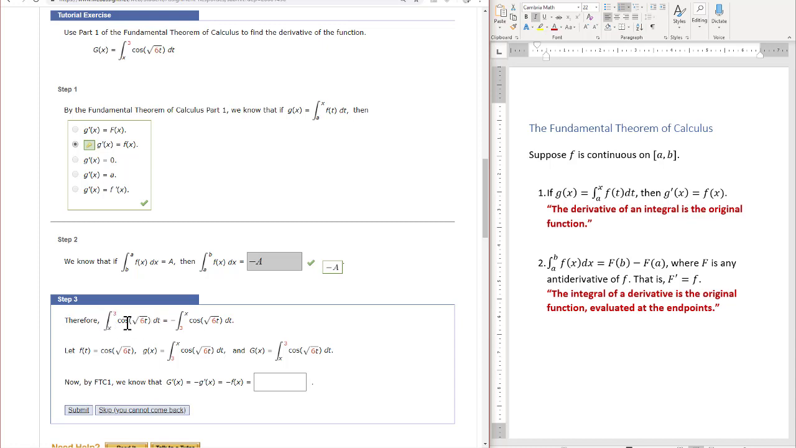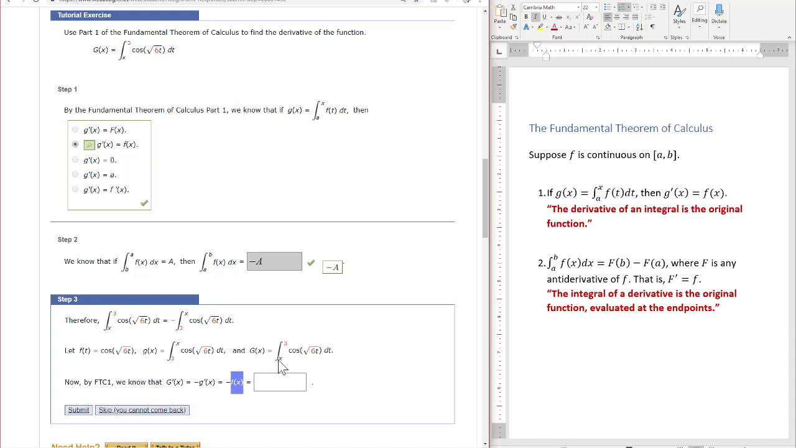So therefore, our original integral, the cosine squared of 6t dt from x to 3, is equal to the integral of cosine squared of 6t dt from 3 to x with a negative in front. And so if we let f of t equal the function inside of the integral, the integrand, then this is going to give us our f function, and the derivative of little g is little f.